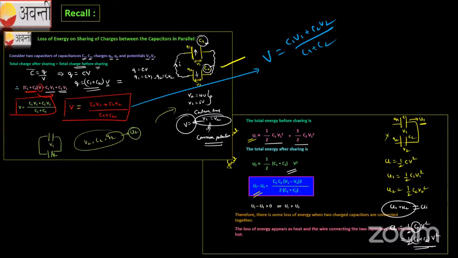Okay, when the common potential came, the energy value depends upon the electric field as well as the potential. If potential decreases, the energy value also decreases, right? Then what will be the loss of energy here? We need to find out. That's why, before sharing the charges, when we connect this circuit.